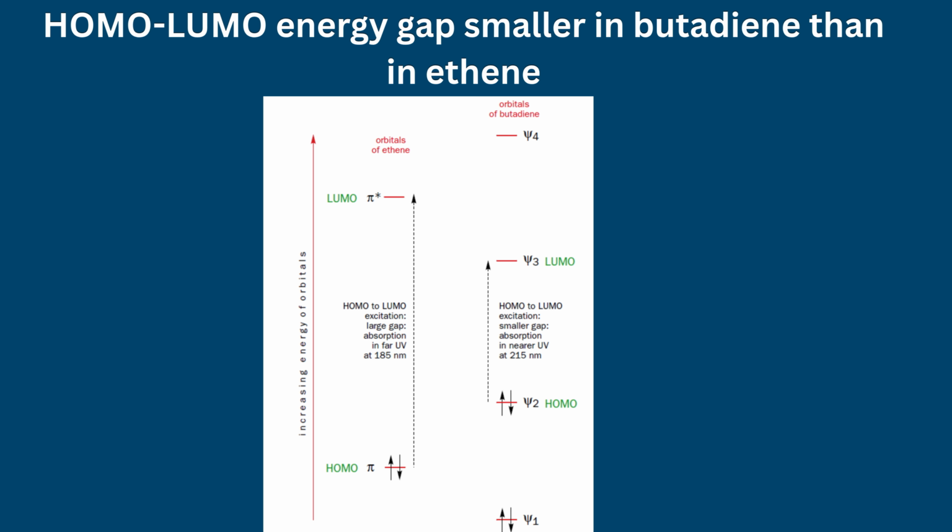Conjugation effects. Conjugation significantly reduces the HOMO-LUMO energy gap, resulting in absorption at longer wavelengths. As conjugated pi systems become larger, the energy gap for a pi to pi star transition becomes increasingly narrow, and the wavelength of light absorbed correspondingly becomes longer.